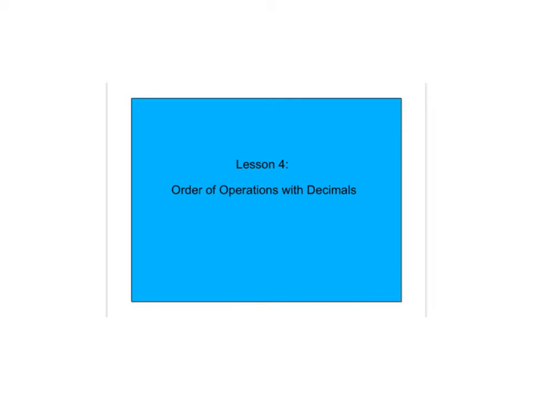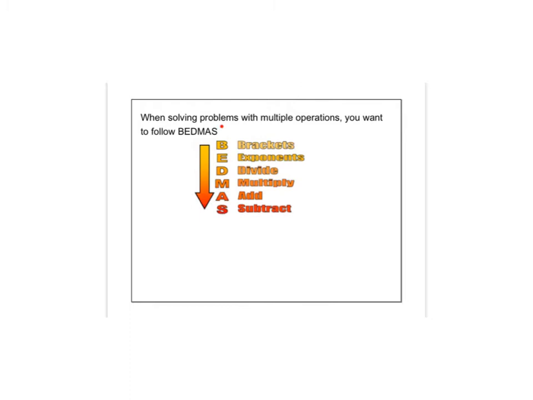So let's take a look at lesson 4, order of operations with decimals. When solving problems with multiple operations, you want to follow BEDMAS. Now, many of you have heard of BEDMAS before, and I've used it in previous grades. So when you're at order of operations, you're following first brackets, then exponents, then divide, and then M is for multiply, A for add, and S for subtract. Everybody, you should take a minute to copy this down so you have this in your notes, okay?